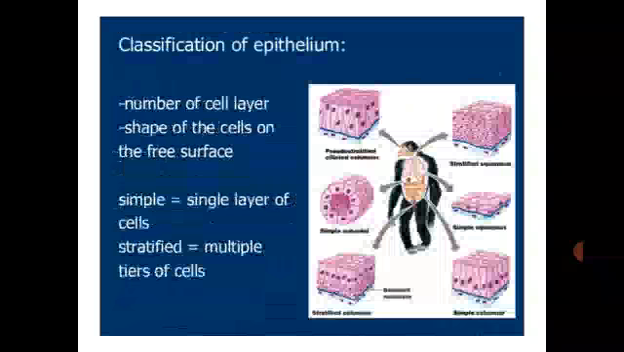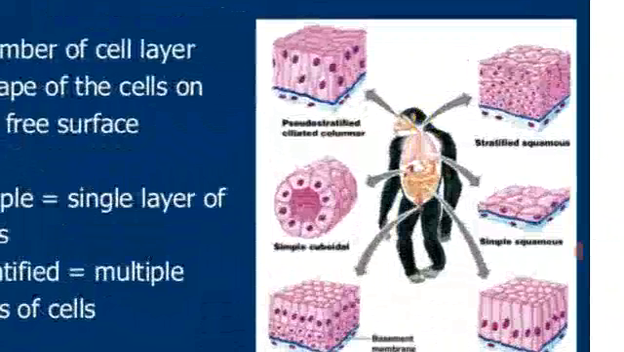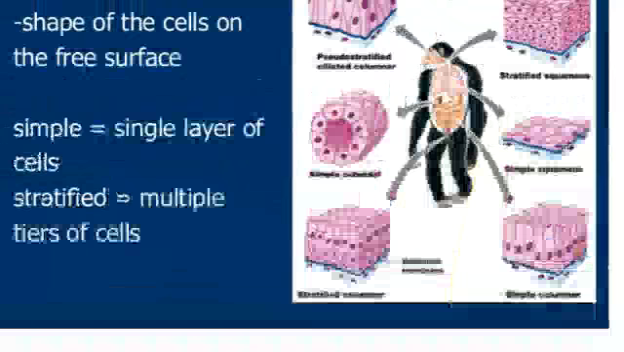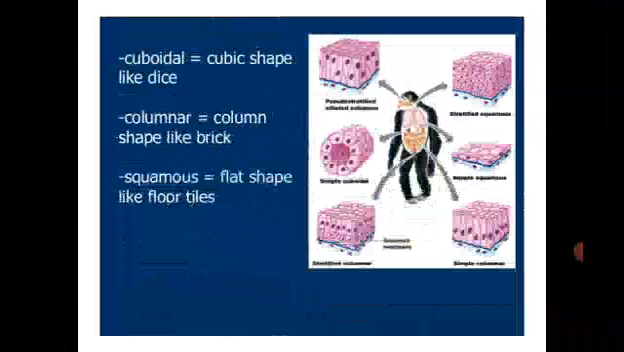Here you may see the different types of epithelial tissues. Ciliated columnar epithelial tissue, stratified squamous epithelial tissue, simple cuboidal epithelial tissue, simple squamous epithelial tissue, and stratified columnar epithelial tissue, simple columnar epithelial. Stratified means multiple layers of cells, cuboidal is cube shape, columnar is column shape, squamous is flat shape.